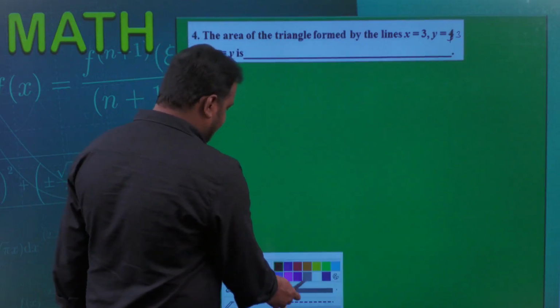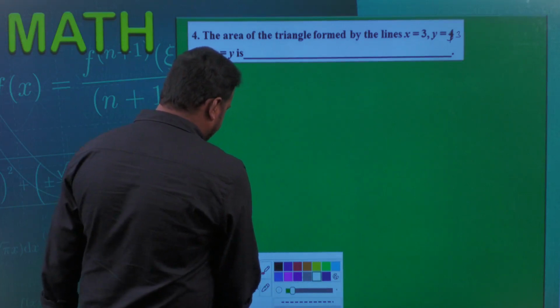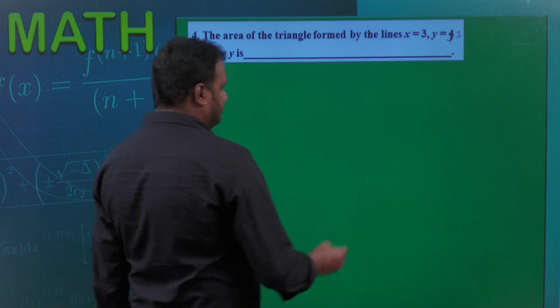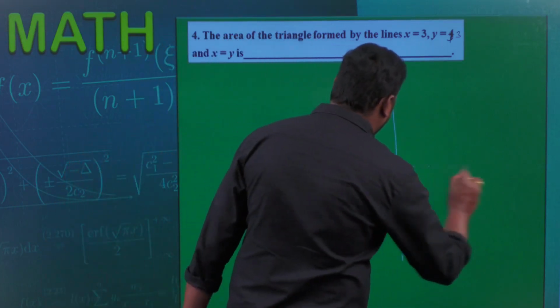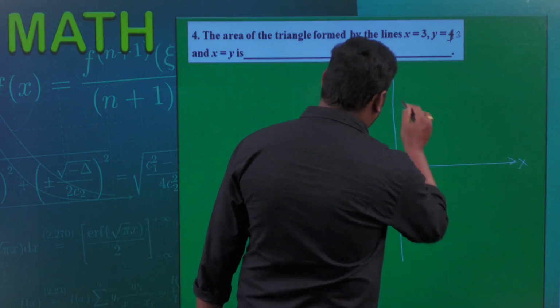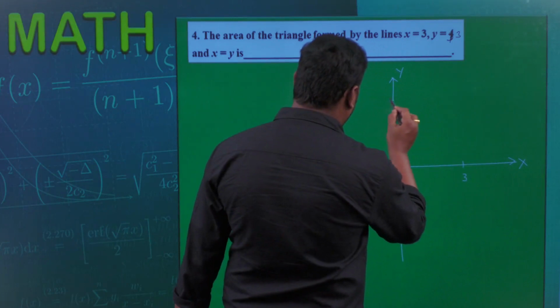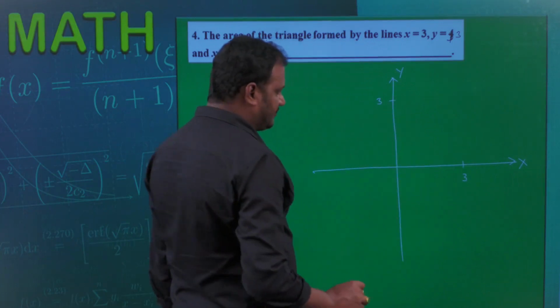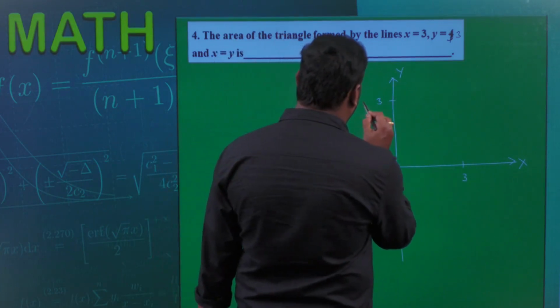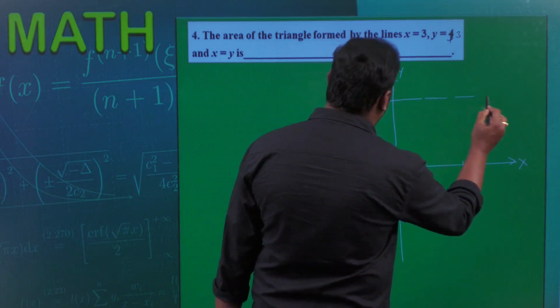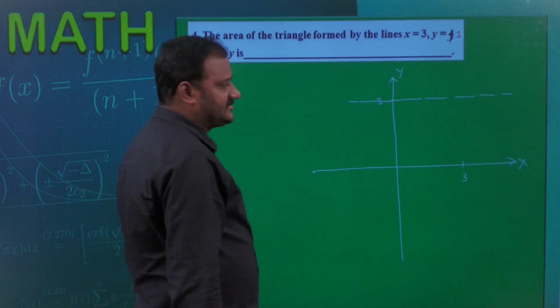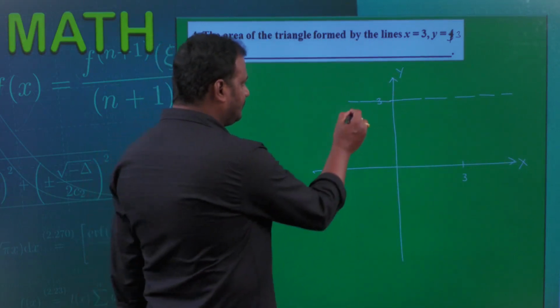Fine. Now we can again take the coordinate plane. Okay. As we discussed, x and y, x is equal to 3 and y is equal to 3. Okay. x equal to 3, y equal to 3 means this is the line passing through 3. The name of this line is y is equal to 3. Okay.